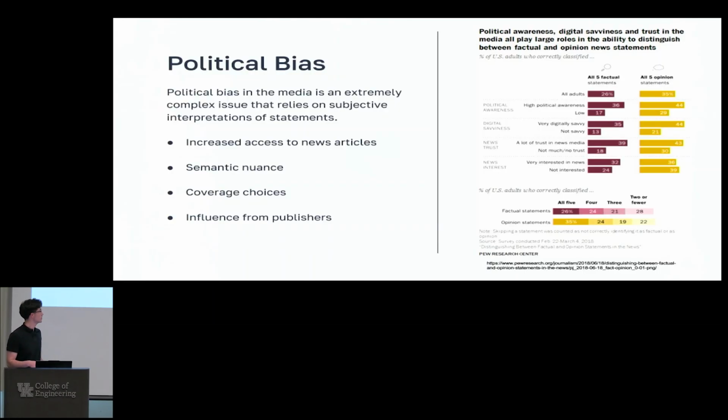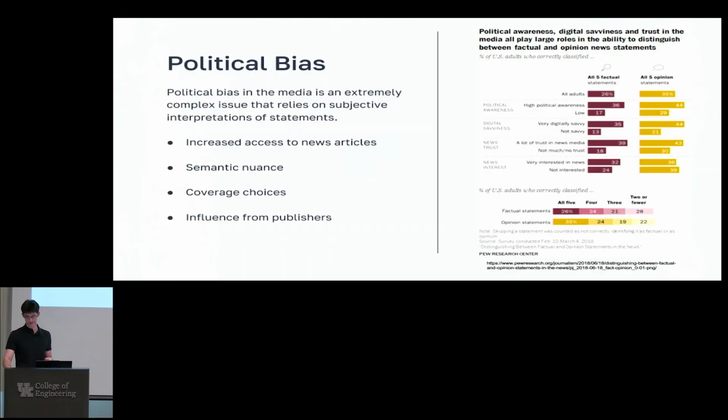So this chart on the right is showing some research done by the Pew Research Center, where they were investigating how well people could tell the difference between factual and opinion news statements. And they saw that only about a quarter of them could identify all 5 factual statements, and only about a third could identify all 5 opinion statements, which gives some insight into how serious of a problem this could be if everyone starts spreading biased information.